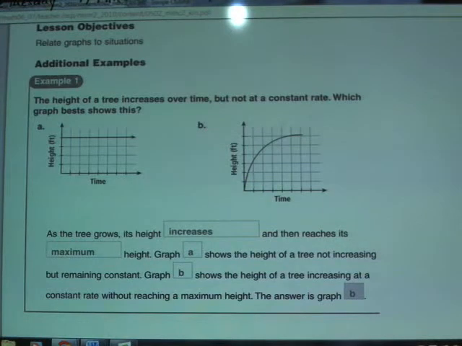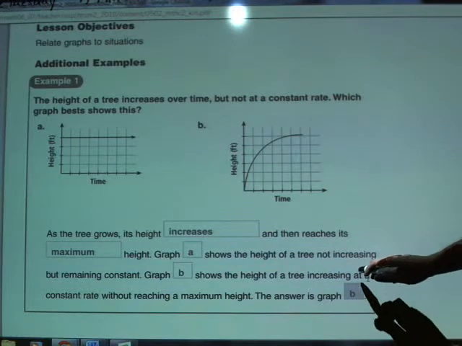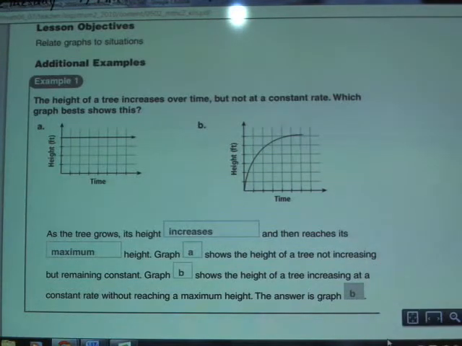Continuing with the solution at the bottom there then, graph B shows the height of the tree increasing at a constant rate, increasing not at a constant rate, it should say. Graph B shows the height of a tree increasing but not at a constant rate and not reaching a maximum height. So the answer here is going to be graph B.